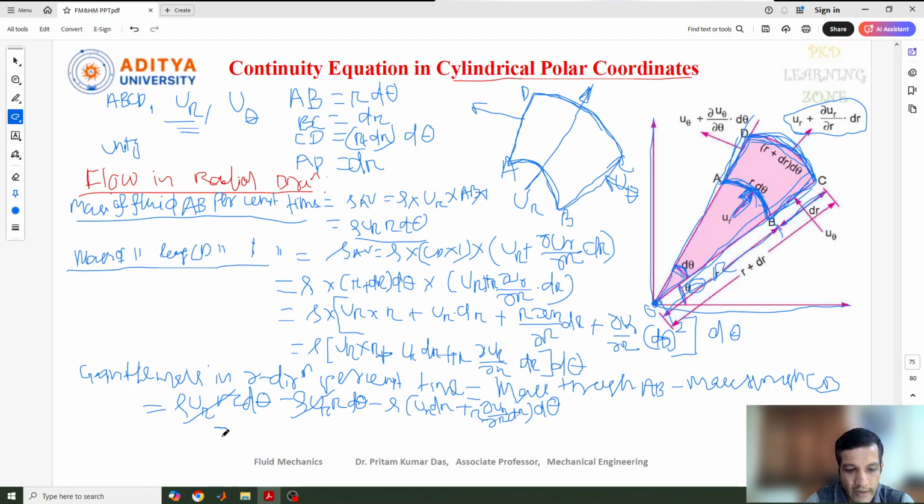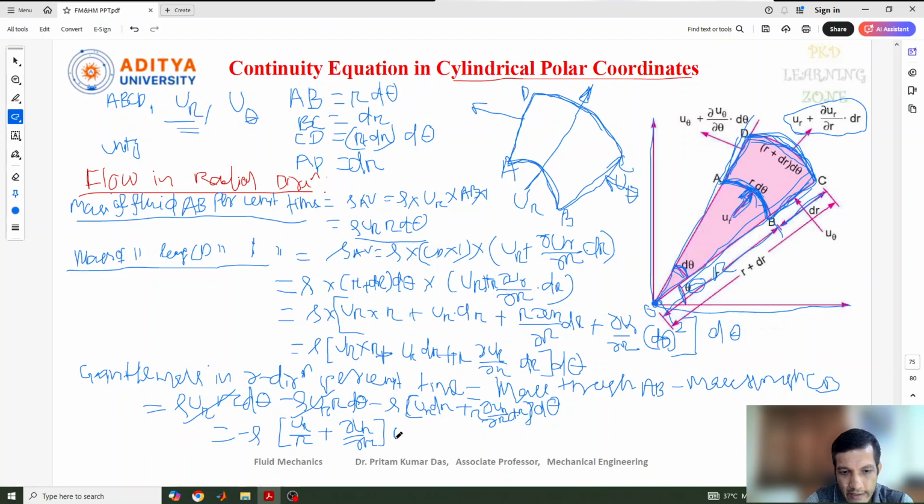So finally what we'll get here is minus rho, and just give a square bracket here. Here also you can give the square bracket. So square bracket start, ur divided by r, and ur divided by r plus del ur by del r, bracket close, d theta is there.